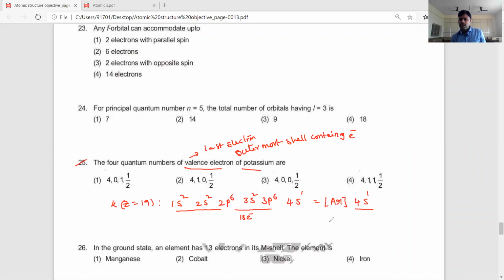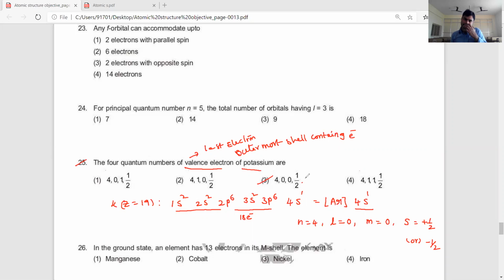See this 4s1 electron. We need to give the set of four quantum numbers. N is equal to 4. And for an s orbital, L is equal to 0. If L is equal to 0, the possible M value is 0, and the spin quantum number is plus 1 by 2. Since one electron is present, we consider the spin as plus 1 by 2, or minus 1 by 2 is also correct. But in the options, 4, 0, 0, plus 1 by 2 is present in the third option.